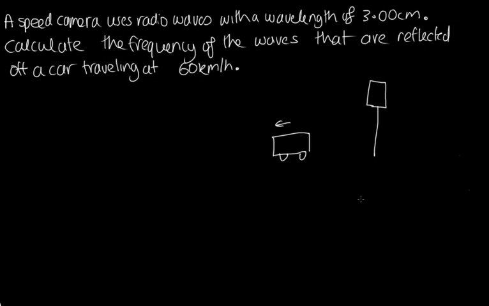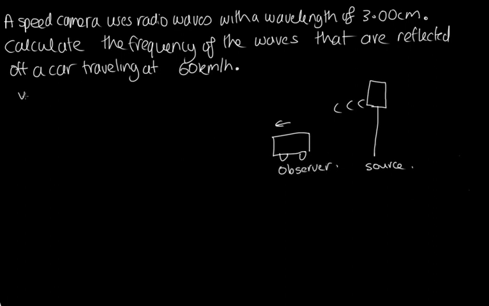Now what we're actually going to have to do is break this problem into two parts. So first of all, we're going to imagine that this speed camera is the source of the waves, which it is. It's producing the radio waves and they're travelling towards this car. Now this is the observer.